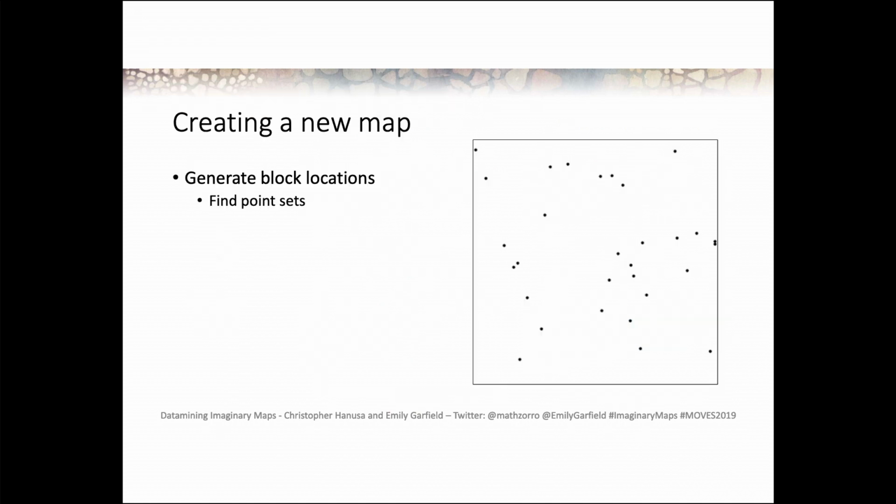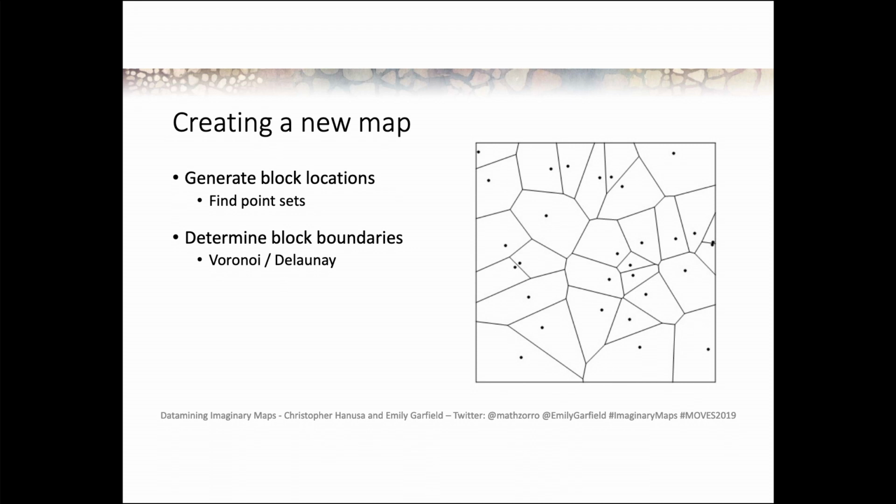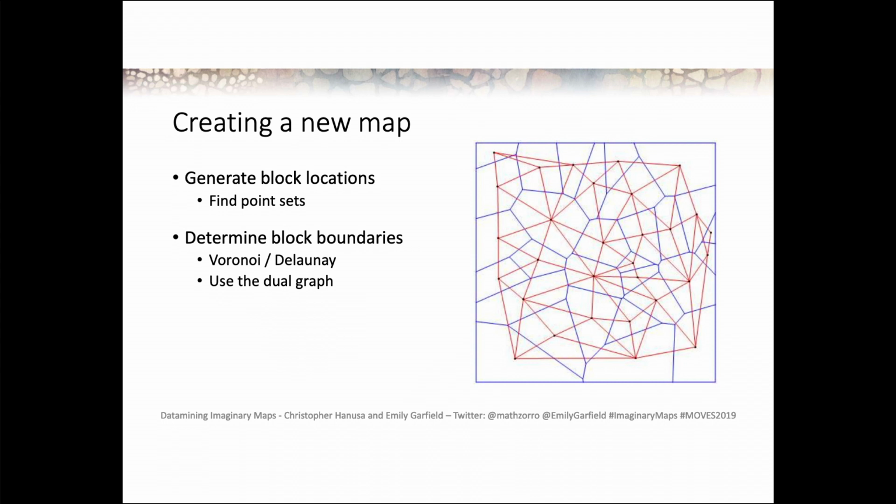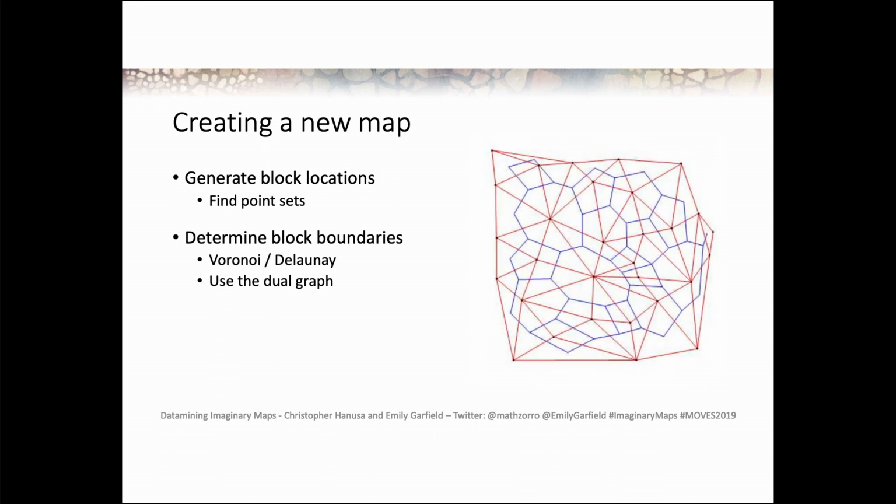So let's talk about creating a new map. I used Mathematica to generate some new imaginary maps. In order to do that, I generated random block positions and found some block boundaries. I used Voronoi and Delaunay triangulations, and then I did a double dual. So I used a dual graph and another dual graph, and I know that's going to give you back the same thing. But what I really did is change the position so that it had a nicer layout. And so I did it twice.